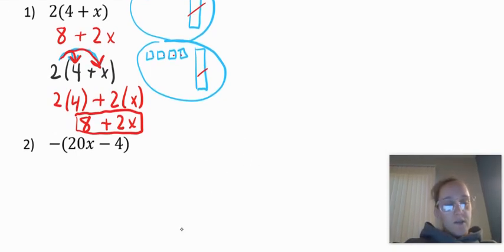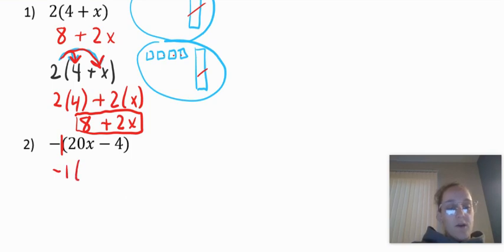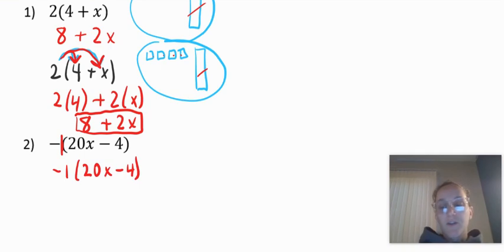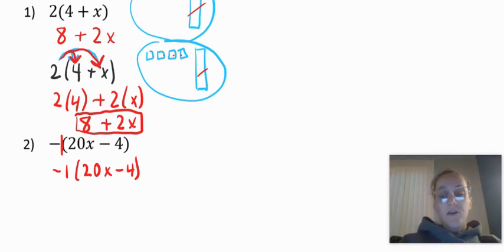So this is negative and then 20X minus 4. So whenever we have this negative up here, there's like an invisible 1 that's right here. So this is really negative 1 times 20x minus 4. Now I'm not going to draw the tiles on this one because I don't really want to draw 20x's, but I'm going to distribute or multiply like I did in the first one. So I'm going to do negative 1 times 20x and then negative 1 times negative 4.